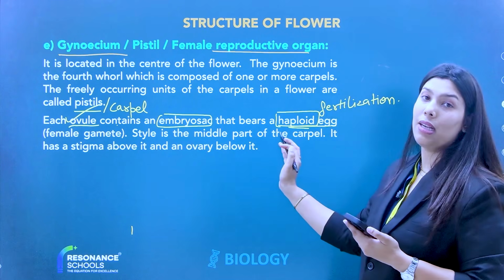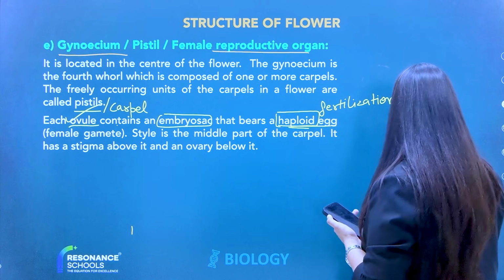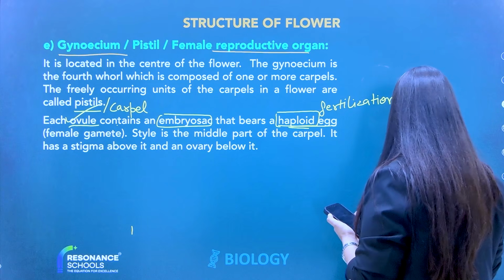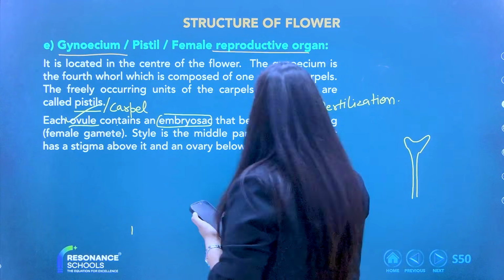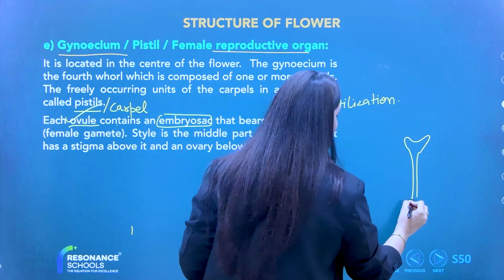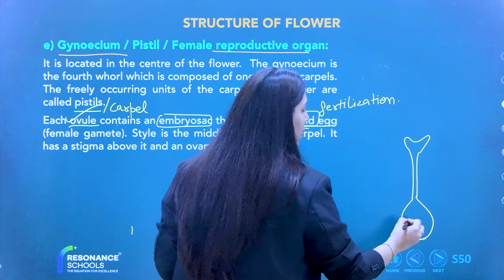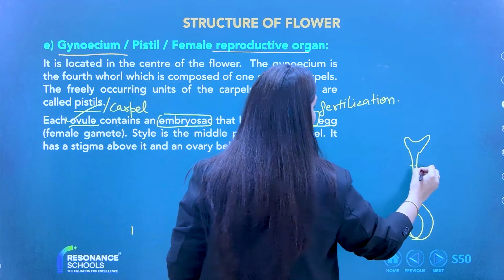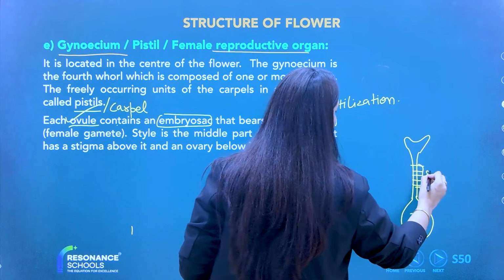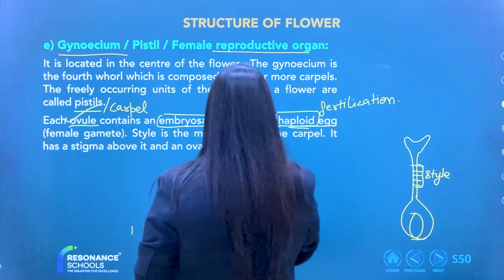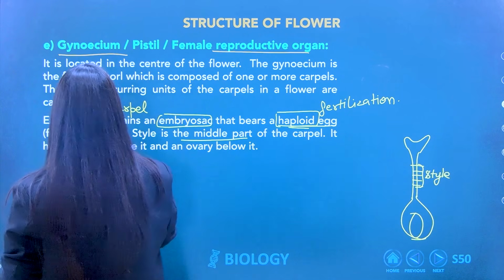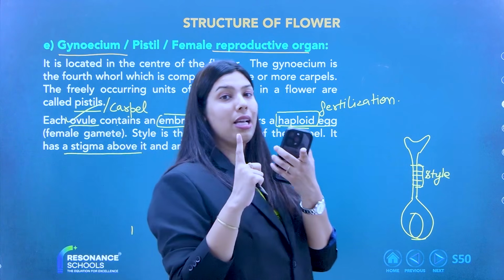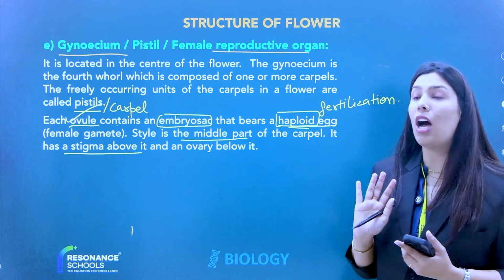Style is the middle part. See what they told up till now: style is the middle part, and then there is the ovary, which has the ovule. Up till here it is correct. This portion is known as style, which is the middle part of the carpel. It has stigma above it and ovary below it, so it is a connecting link between the stigma and the ovary.